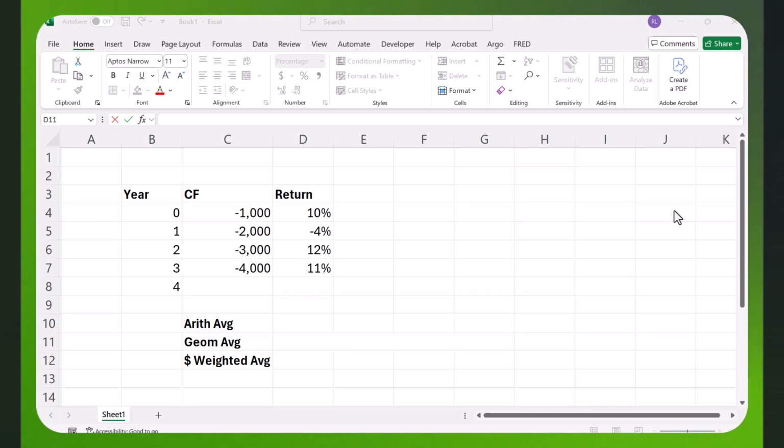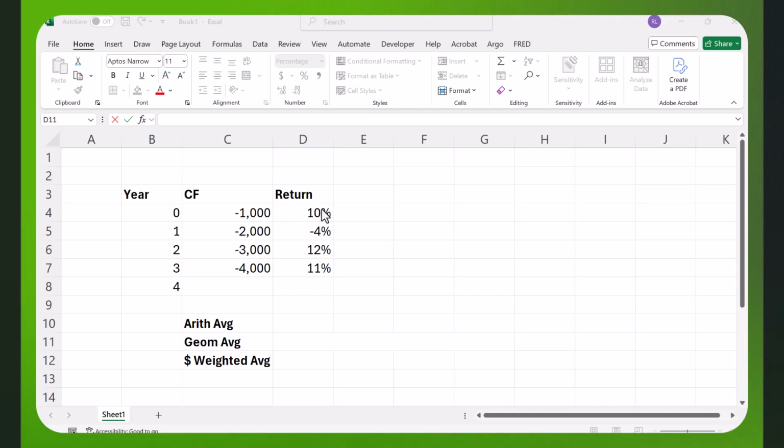I want to show you how to calculate dollar weighted average return, and we're also going to compare it to the arithmetic average return and the geometric average return. So to do this example, I just have some hypothetical numbers in here. We're going to assume that in year 0 you deposit $1,000, in year 1 you deposit $2,000, in year 2 you deposit $3,000, and in year 3 you deposit $4,000.